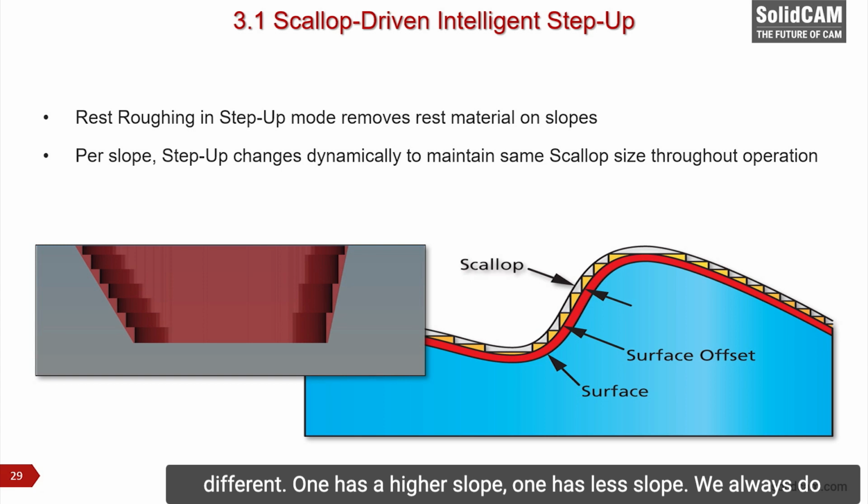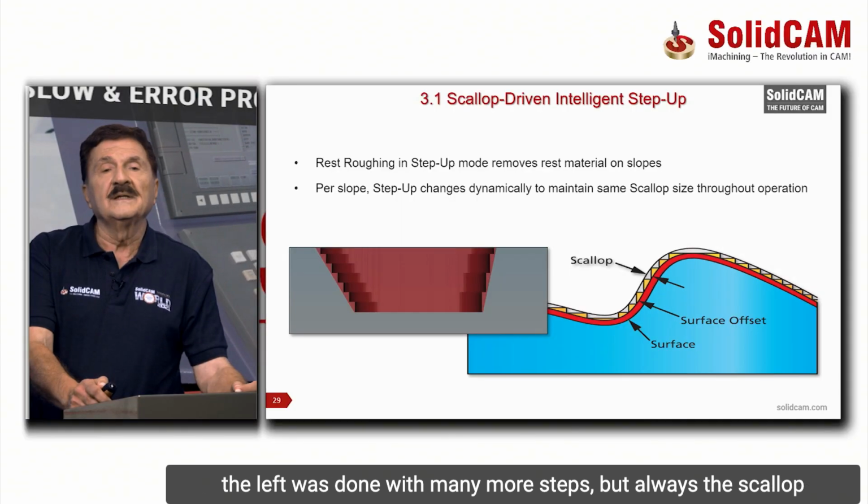We do it per slope. Step up changes dynamically to maintain the same scallop throughout the operation. So as you see to the right, this sloped face was done using only 3 steps because it has a higher slope, and the one to the left was done with many more steps. But always the scallop is constant.